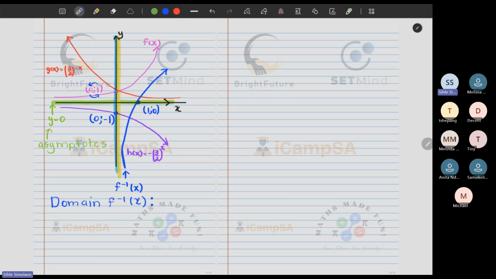But remember, we have an asymptote as the yellow line. So meaning it can't have an x value, which is what? Which is 0. So meaning all x values must be on the right of 0. And how we write that mathematically is x is greater than 0. And the teacher will be so happy. Let's have a look at the range.